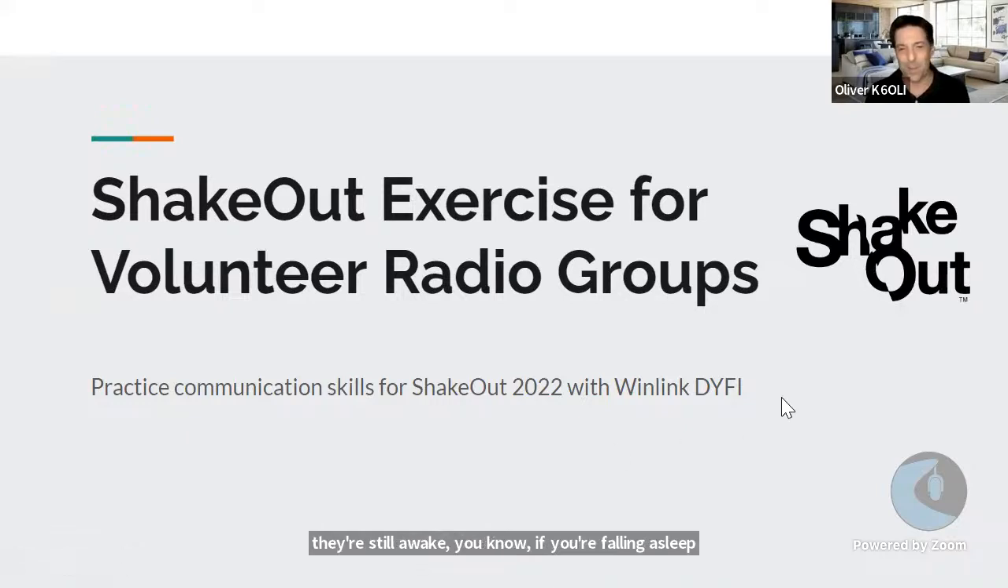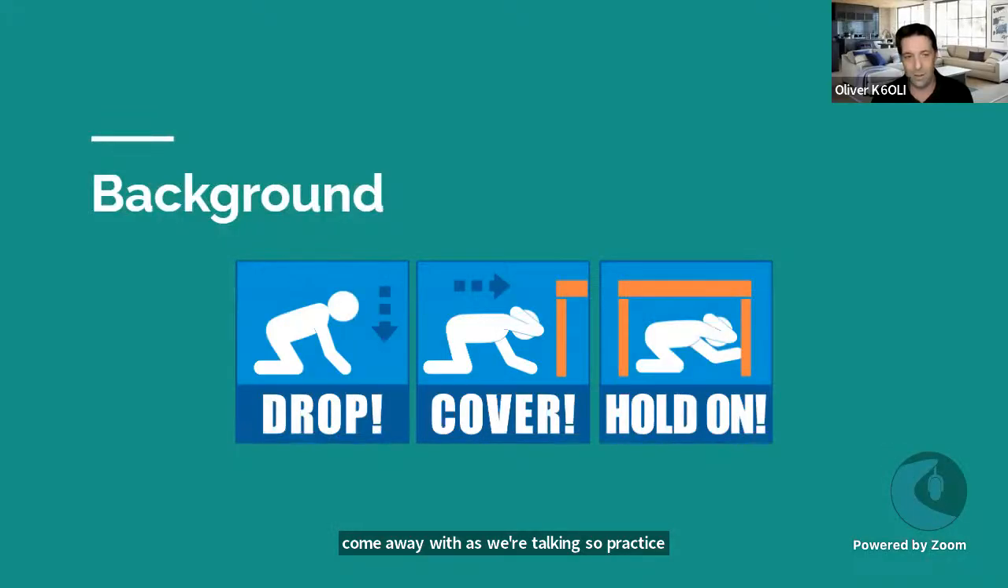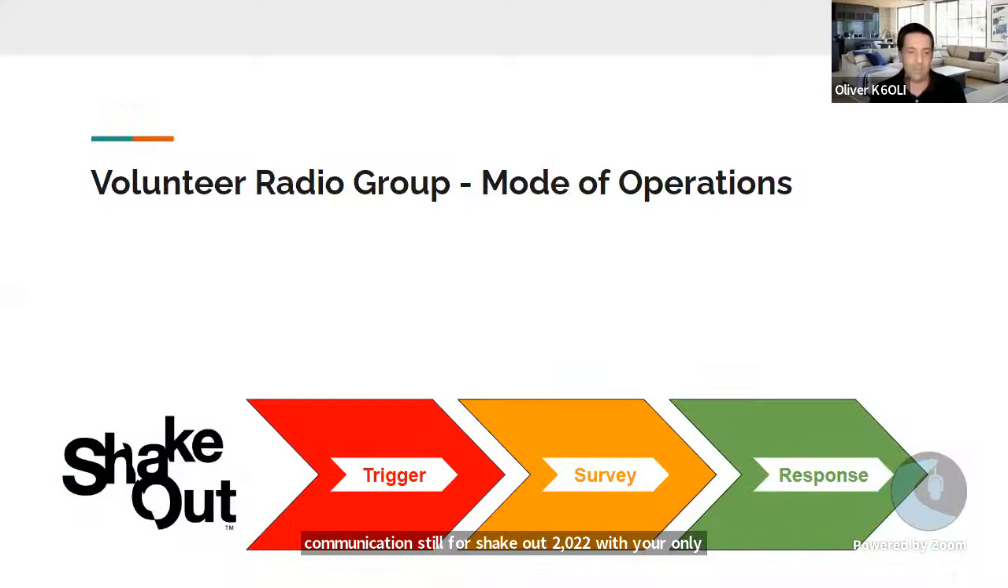All right, cool. Today will be about the ShakeOut exercise coming up on October 20th for volunteer radio groups. I like that term. And if there's one thing you take away from this talk today, it's to practice your communication skills for ShakeOut 2022 with Winlink. Did you feel it? That's the one thing you should come away with. So practice communication skills for ShakeOut 2022 with your Winlink. Did you feel it?